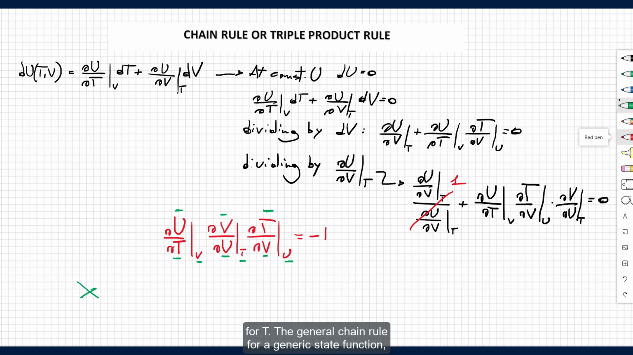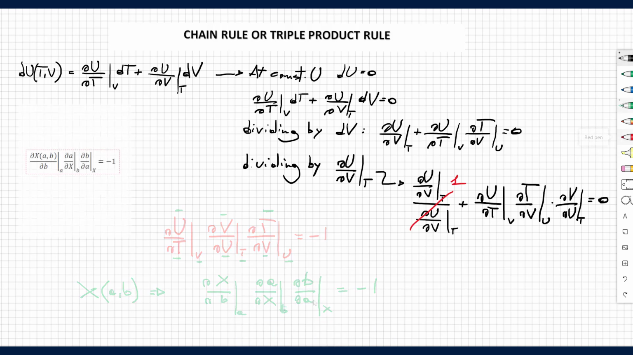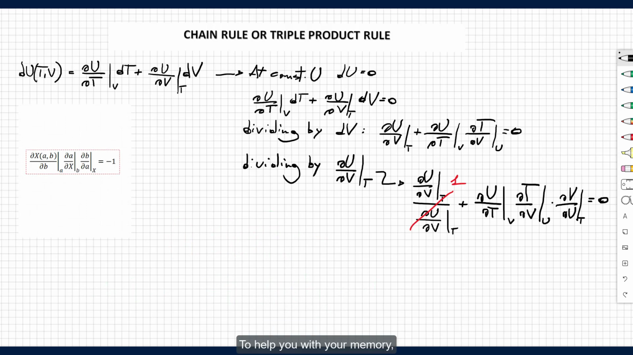The general chain rule for a generic state function x, function of a and b, is built as follows. We prepare the ratios first, then we plug x in the numerator, denominator, and the external, and continue to do the same for a and for b. To help you with your memory, remember this order: upstairs, downstairs, outside. Try to do the same for V as a function of pressure and temperature.